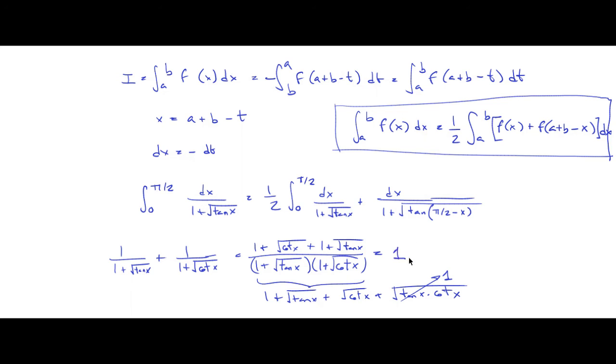This is the integral of 1. So this is the integral of 1 between 0 and pi over 2. This is pi over 2 divided by 2, pi over 4. And that's it. That's the integral, as easy as that.